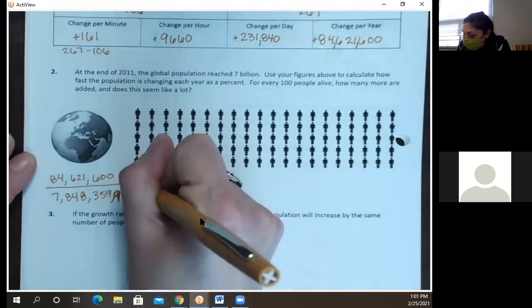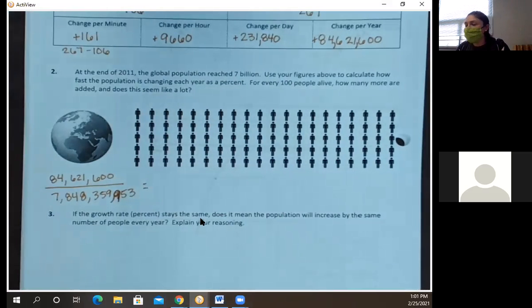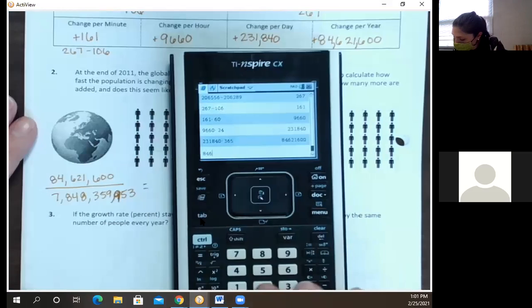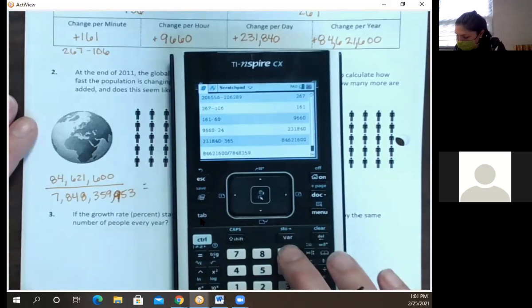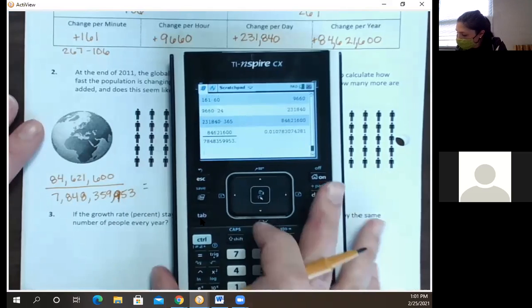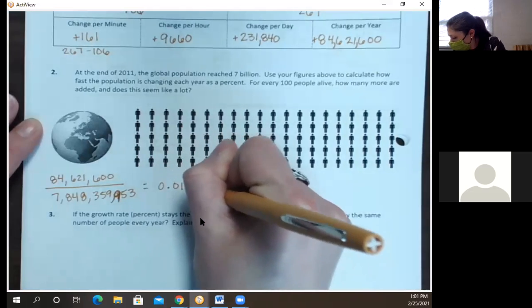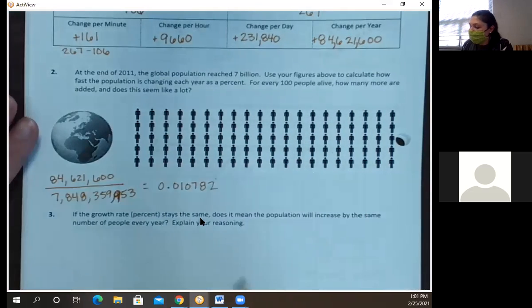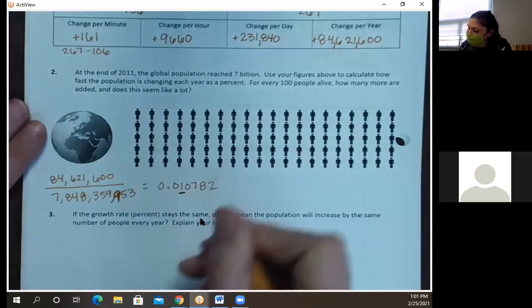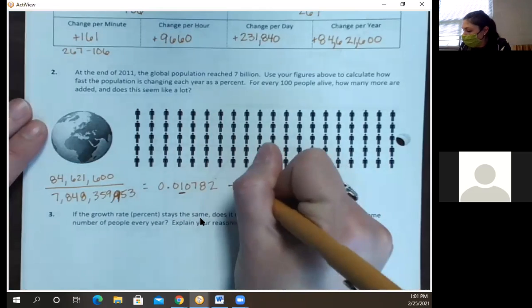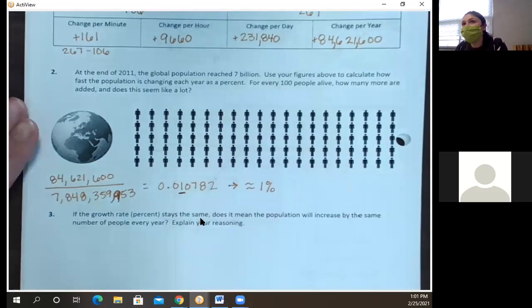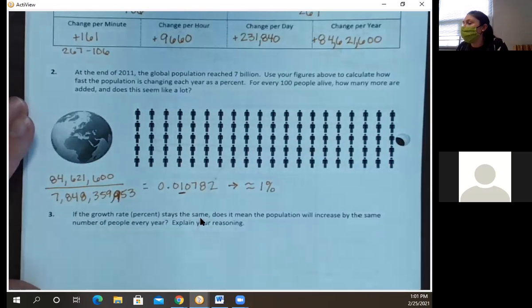Okay, so this will give me my population change as a percentage. I'm going to take the top number and divide by the bottom number. So 84,621,600 divided by 7,848,359,953. And I get 0.01078. I'll go ahead and stop there. If we round this to the nearest percent, that's going to be 2 decimal places. So we're looking at about a 1% change in our population.